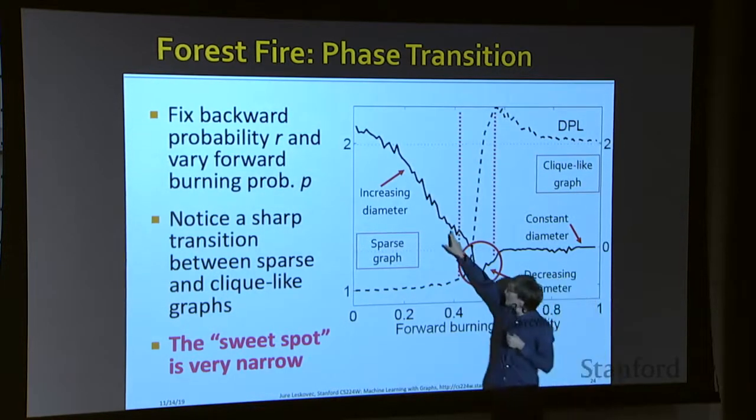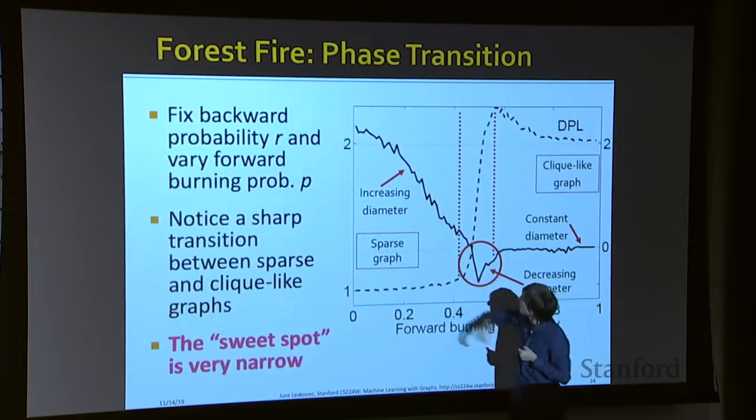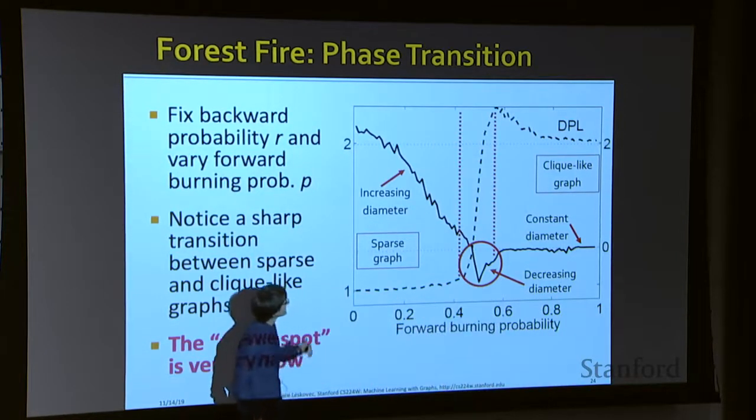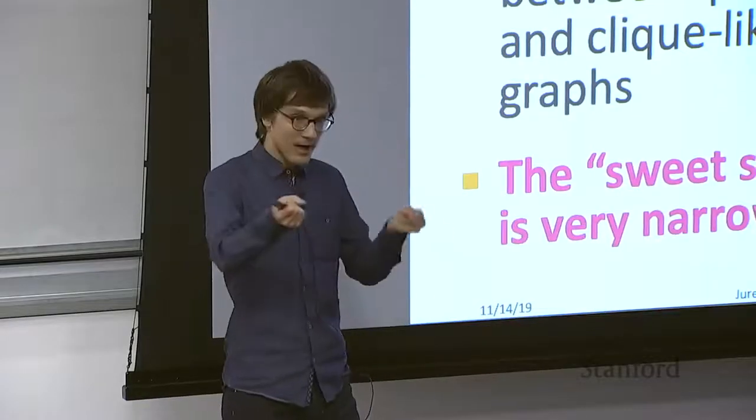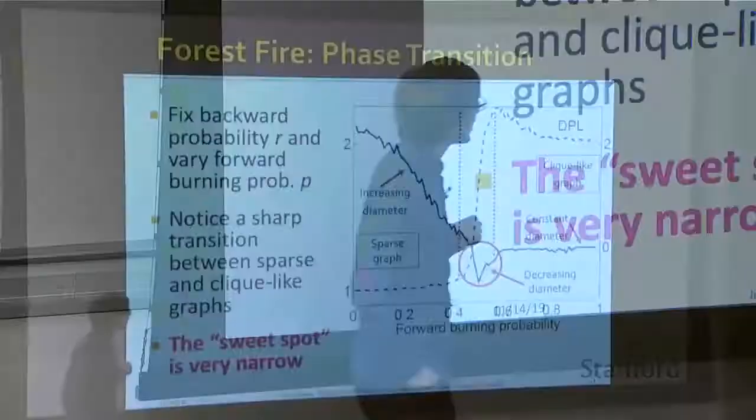And then this is the diameter, where the way to think of this is we fit some way to characterize whether the diameter is increasing or not.